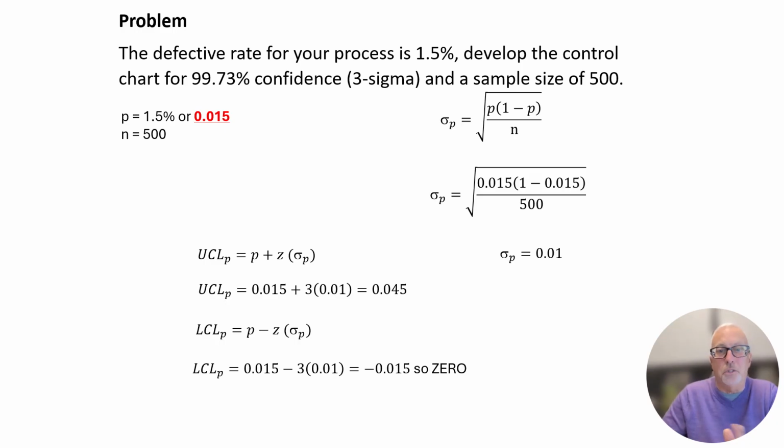Same thing again. We're just going to use the minus instead of the plus. And we get a very interesting number of negative 0.015. Well, you can't have a negative percent failure. So it essentially will cut off at 0. So your lower control limit in this case will be 0. That's all there is to these. I'll let you give those a try.